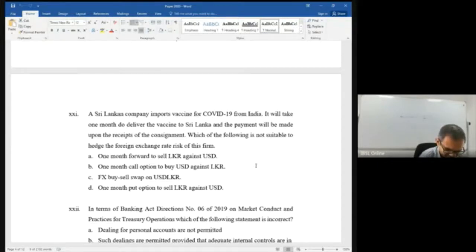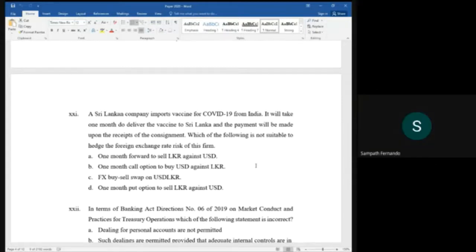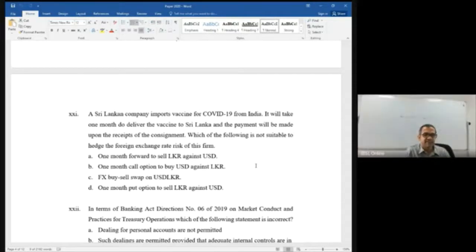The exchange rate risk. Exchange rate risk is obvious. But what is that exactly? That's the problem. Whenever you get a question, especially an essay type question, with this same explanation asking what is the risk faced by the company, you have to say exchange rate risk, which is partly true. Exactly what? Depreciation of LKR. If the rupee depreciates, you have to pay more rupees to buy a dollar. That's the risk.